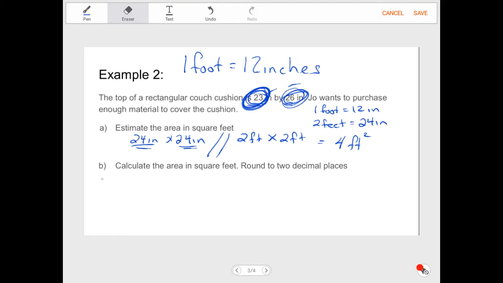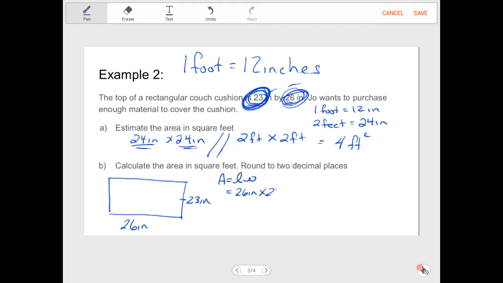So what I would do is draw this out. Whoa, I'm still in my eraser mode here, sorry. And again, I'm exaggerating the rectangle. So this will be our 23 inches. This will be our 26 inches. If you want my opinion, I'd go area equals length times width, and I'd simply go 26 inches times 23 inches. Fire that into your calculator. That gives you, oh, a nice number, 598 inches. Now remember, this is area. We had an inch here, inch there, so inches squared.